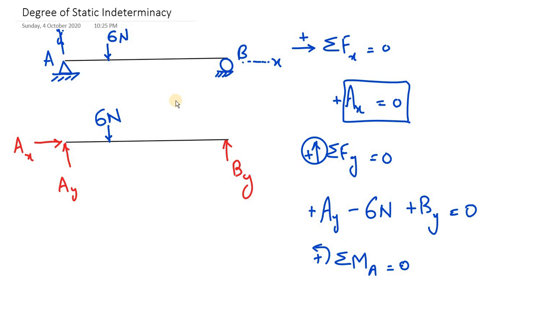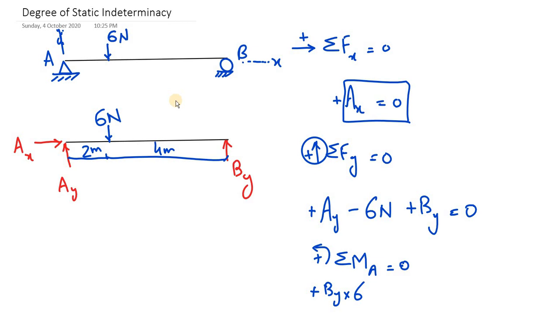I'll be writing BY multiplied by, let's show these distances. Let's say if these distances are, maybe this is 2 meters, this is 4 meters. So let me show here BY into 6. What next? BY into 6 with a positive sign. Why? Because this BY is producing moment about A in the same direction as the assumed positive direction for this equilibrium condition. So what next?